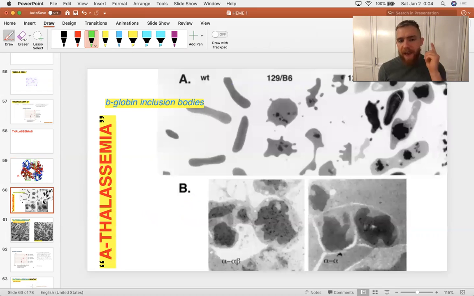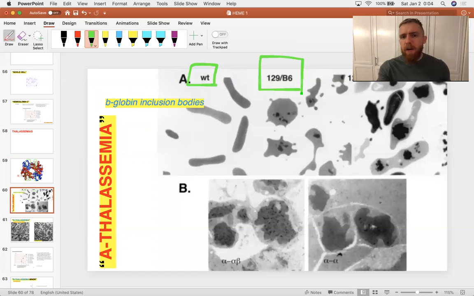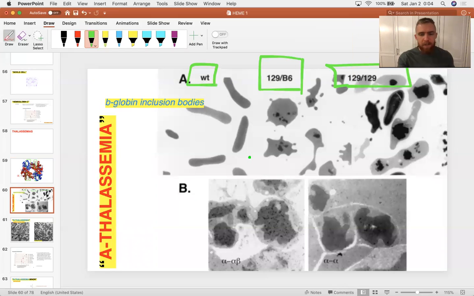So if you have an alpha thalassemia, you see these red blood cells here. We've got normal or wild type on the left, means you don't have thalassemia. Then we've got a heterozygote for this alpha thal in the middle. And then on the far right panel, we've got inclusions within a homozygous alpha thalassemic. And what are these inclusion bodies inside these red blood cells? You can see them on electron micrograph here. They're very densely staining. And again, on the far right, that's homozygous. That's a double knockout of the alpha globin gene. And these are very large inclusion bodies.